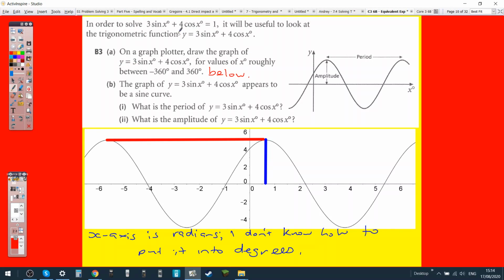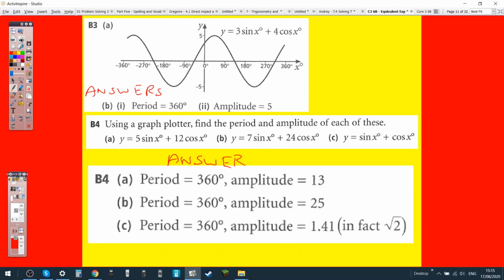If you were to draw the graph of y equals 3 sine x plus 4 cos x, what is the amplitude? So what does it go up to? 5. Yeah. And it repeats every 360. Period of 360.